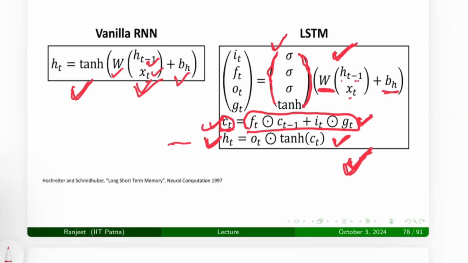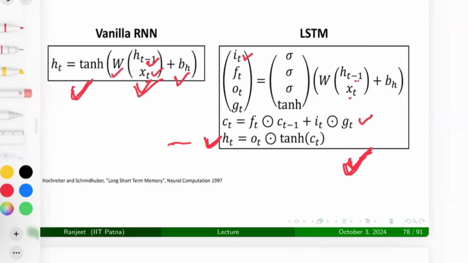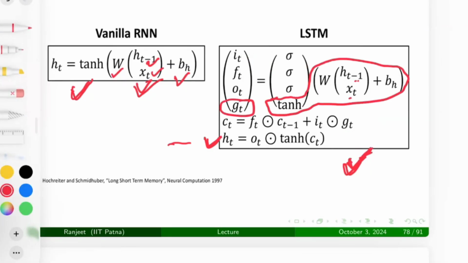The first three are the same: sigmoid, sigmoid, sigmoid, and then we are applying tanh. So we are applying sigma, sigma, sigma, and tanh. The first three are giving you IT, FT, OT, and the last one is giving you G. Let me relate this with the RNN. If I say, what is this part? This is giving you GT.